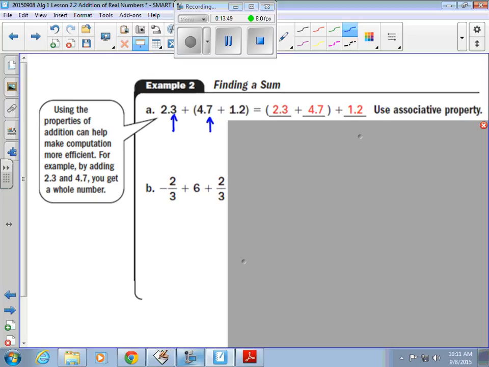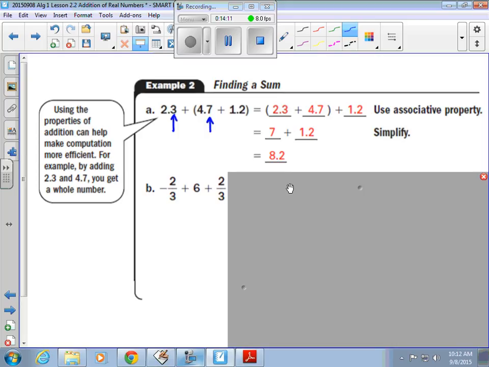So instead of associating 4.7 and 1.2, we're associating 2.3 and 4.7 so we can get to that nice number 10. Notice that nice number 10 let us carry that 1 over, and 4 plus 2 is 6. When we use that 1 we carried over, it became 7. So then 7 plus 1.2 is going to be 8.2. They're the same sign. You add the absolute values if you need to, and you keep the common sign, positive, to get 8.2.